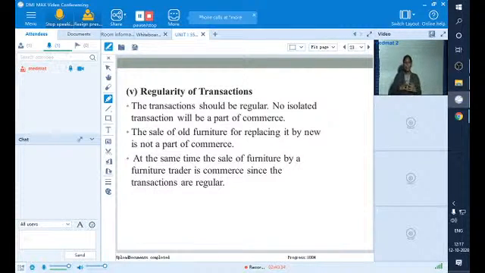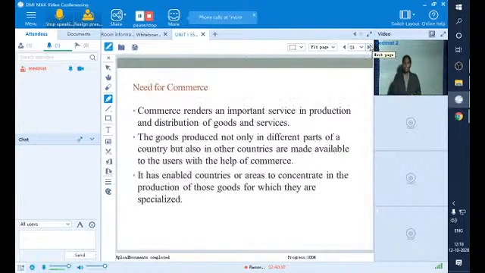The sale of old furniture for replacing it with new is not a part of commerce. At the same time, the sale of furniture by a furniture trader is commerce since the transactions are regular. So this is the fifth characteristic, that is regularity of transactions. So we have seen 5 characteristics of commerce.